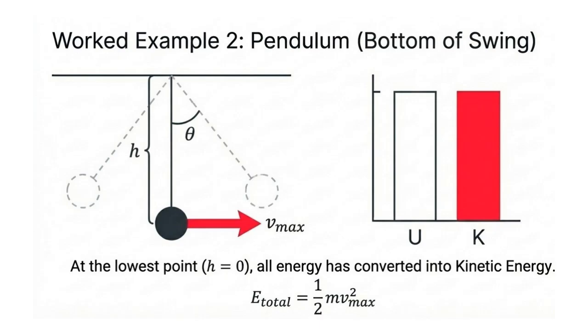Here, we see a simple pendulum swinging, with the mass at the bottom of its path. At this lowest point, the height is 0, meaning there is no potential energy left.